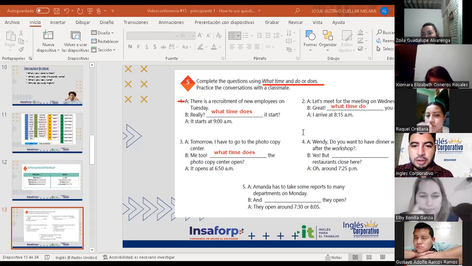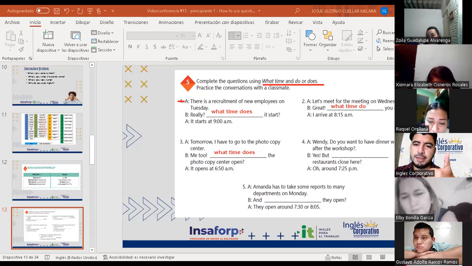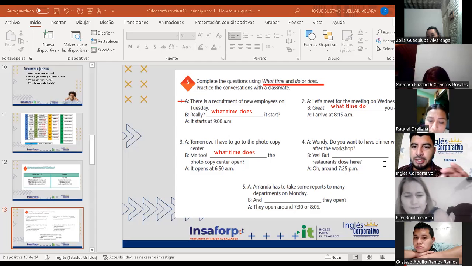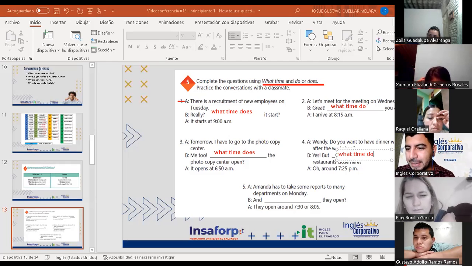Xiomara and Raquel. Tell me, four or five. Number four. Okay. Wendy, do you want to have dinner with me after the workshop? Yes, but what time does the restaurant close here? Okay, good. Xiomara, sería does, sí, pero aquí va a ser what time do. ¿Por qué? No entiendo. Ahorita te explico. Esta parte sí confunde.